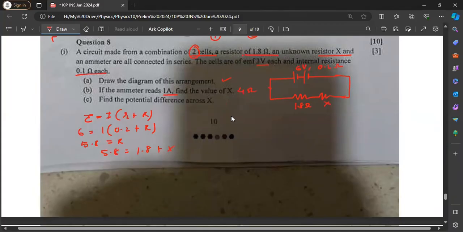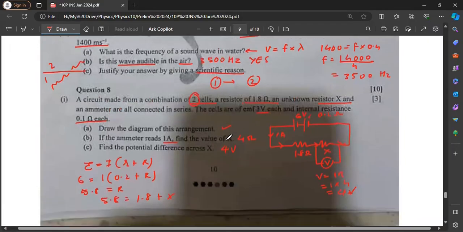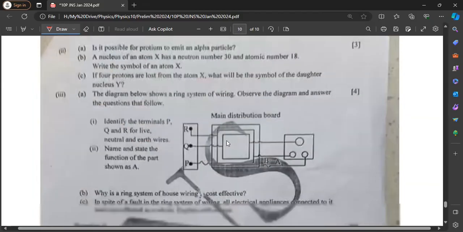What is the potential difference across X? So here 1 ampere is flowing. So the same amount of current will flow through X also. So the potential difference is V equal to IR, 1 into 4. So that will be 4 volt. Okay, any questions? Yeah, I didn't multiply the 0.1 and 3 by 2, so my entire thing got blocked. Okay. So here they have said 2 cells, so that was something you need to pay attention to.